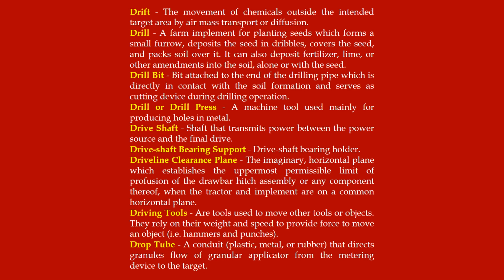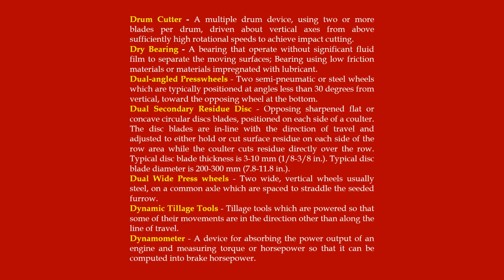Driving tools are tools used to move other tools or objects. They rely on their weight and speed to provide force to move an object, i.e. hammers and punches. Drop tube, a conduit, plastic, metal, or rubber, that directs granular flow of granular applicator from the metering device to the target. Drum cutter, a multiple drum device, using 2 or more blades per drum, driven about vertical axes from above at sufficiently high rotational speeds to achieve impact cutting.